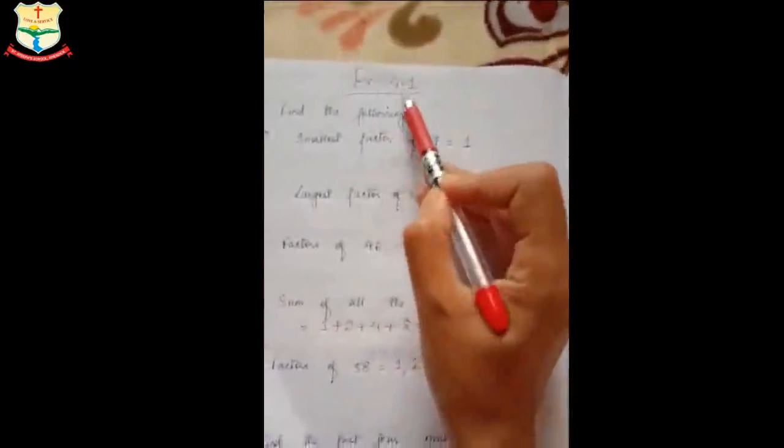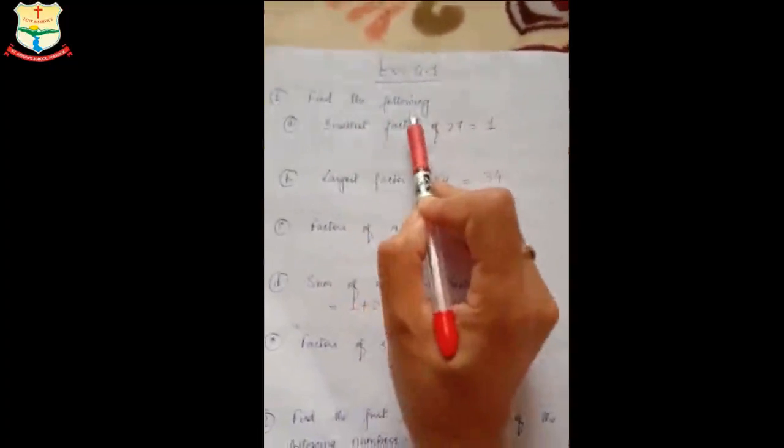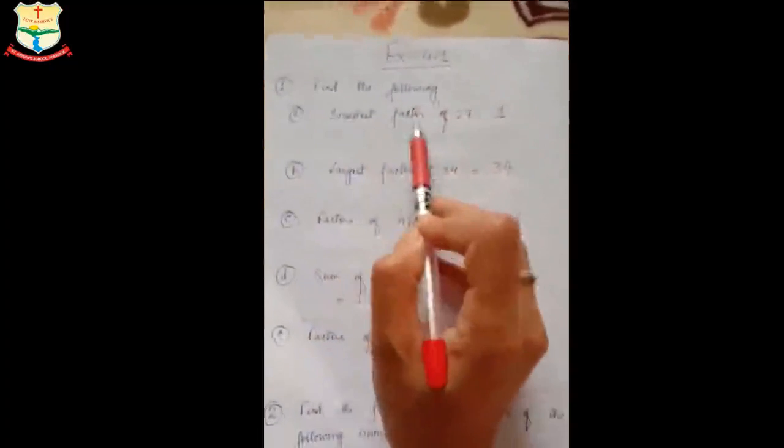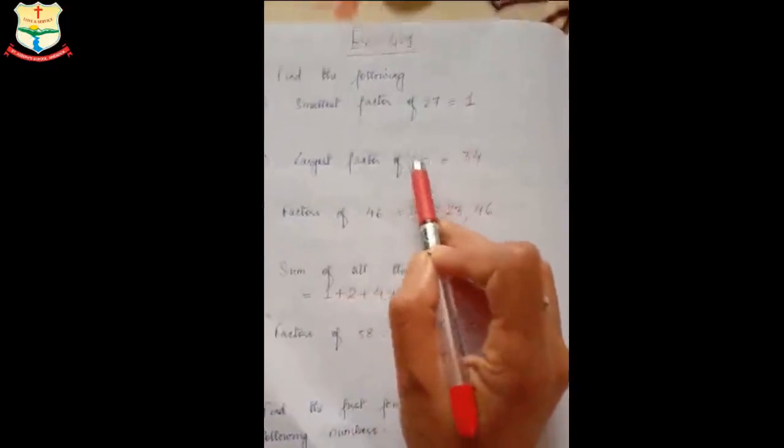Now we'll start the exercise. Exercise 4.1. Find the following. What is the smallest factor of 27? Now here I have told you 1 is always the smallest factor of all the numbers. So simply your answer is 1. The largest factor of 34 is 34 itself.